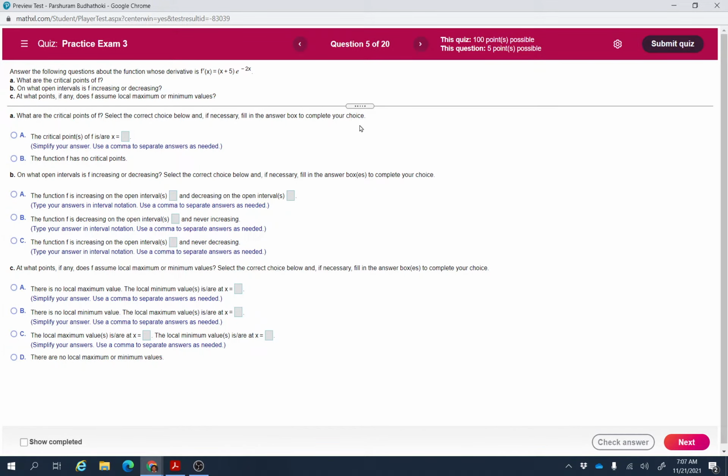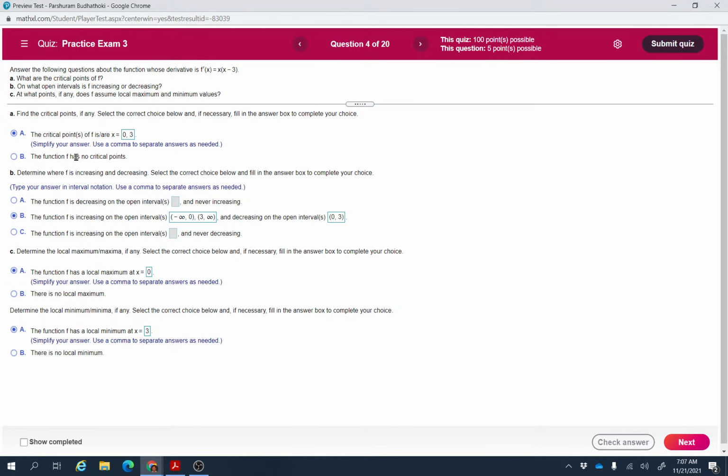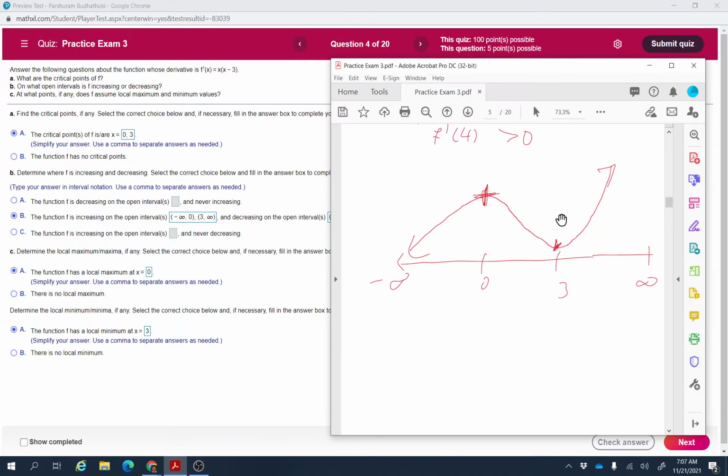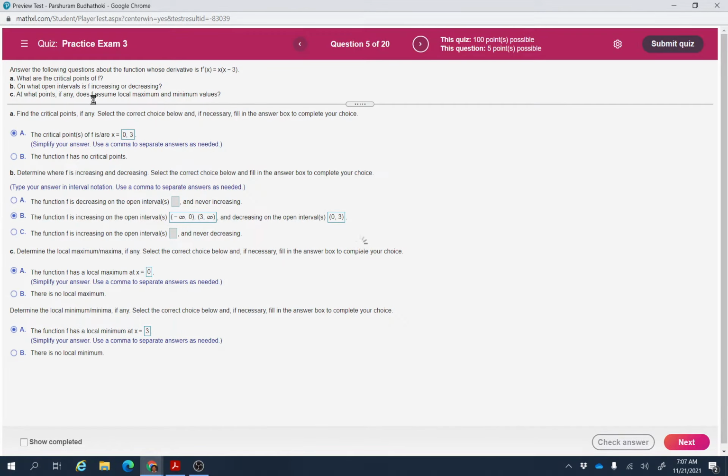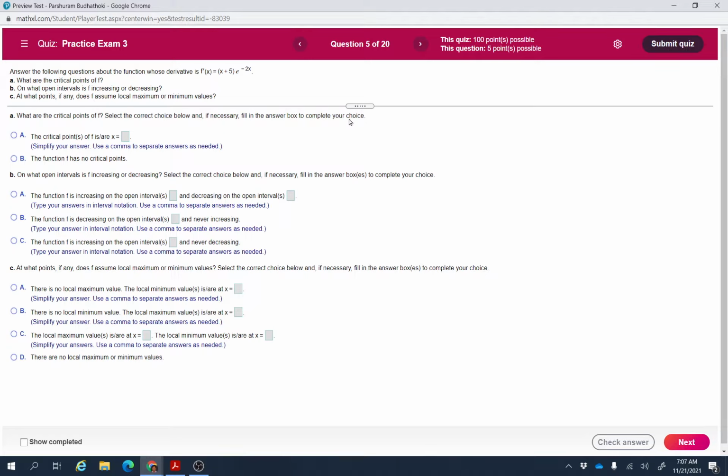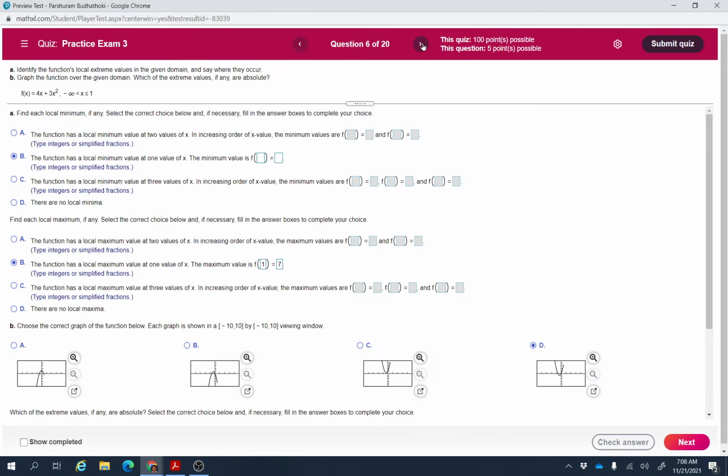Okay, let's go to the next question, and this is again the same as question number 4. Find critical points, find where the function is increasing and decreasing, and by looking at the derivative you can find the local max or local minimum value. So I'm going to skip question number 5 because it's exactly the same question for a different function. Let's go to question number 6.